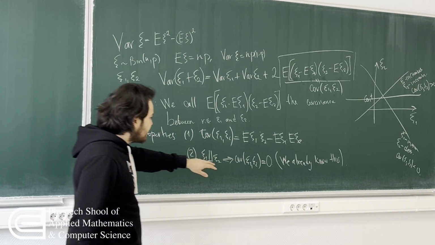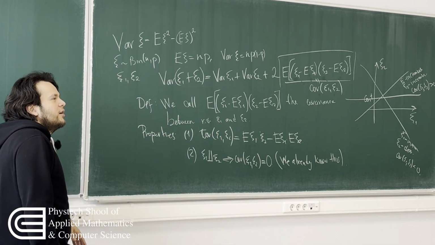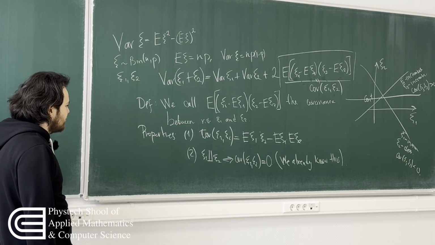But if the covariance is equal to 0, it doesn't mean that they are independent, okay? We haven't had any example for that. We will have one today for sure, okay?